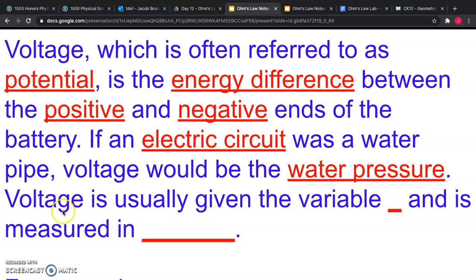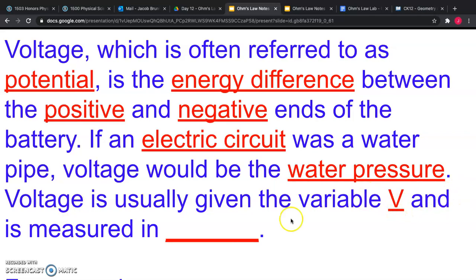Voltage is usually given by the variable V, and it is measured in volts, abbreviated with a capital V. So for example, I might say V equals 9V.